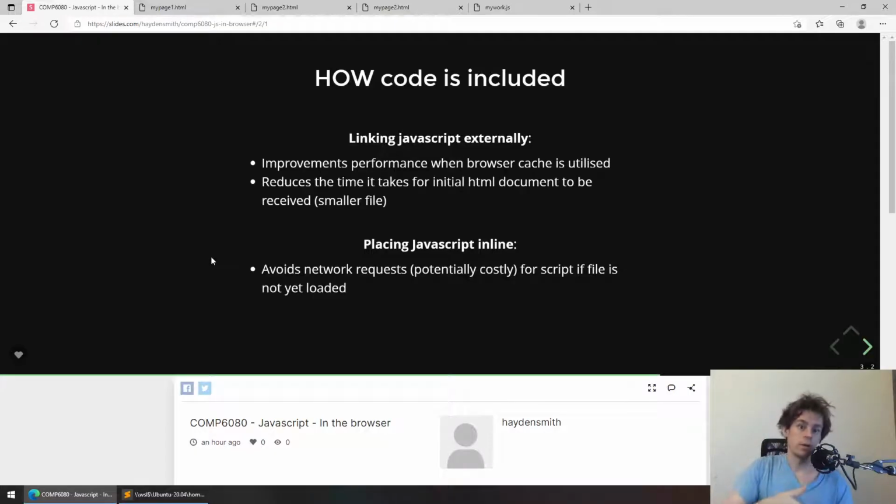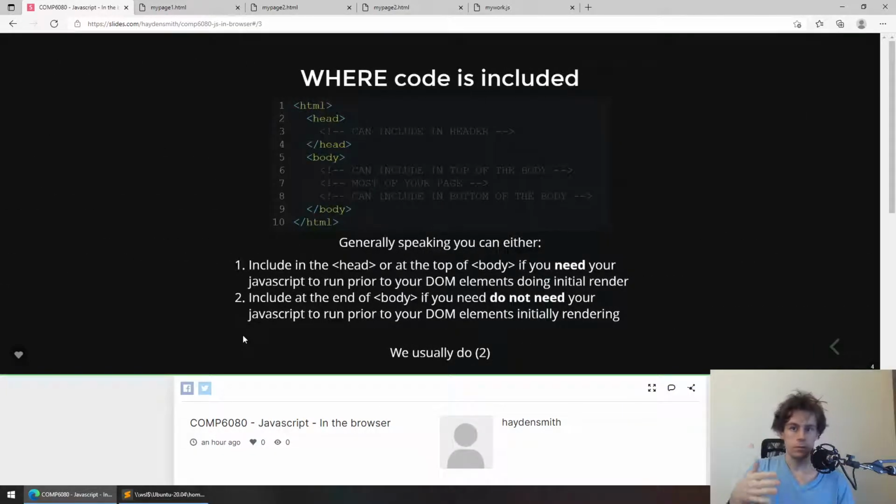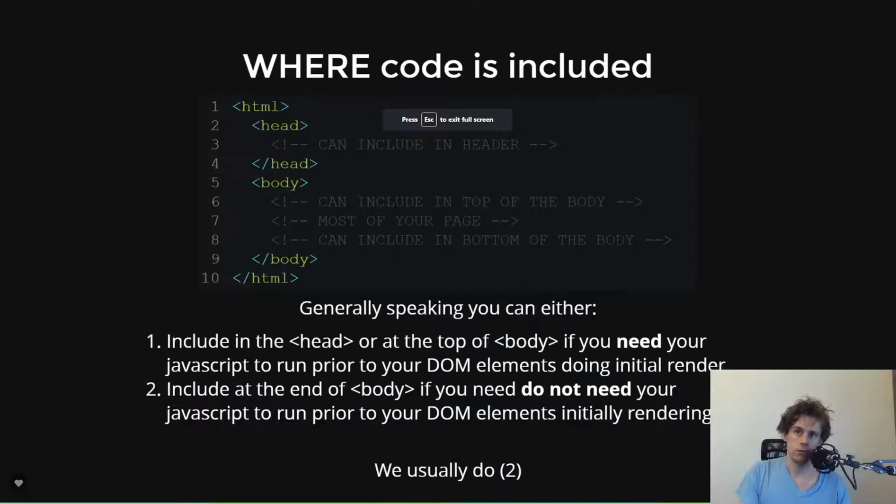So that's how you include code, externally or inline. In terms of where to include code, if you have an HTML page like this one, you can include it in a few different places. You can include it inside the head of the page, at the top of the body, or at the bottom of the body. Obviously, you could include it in the middle of the body, but I have no idea why anyone would want to do that. If you include it in either the head tags or at the top of the body, your JavaScript will run prior to the page being rendered, because the way the DOM is generated and the page is rendered is it just does it linearly, top to bottom.